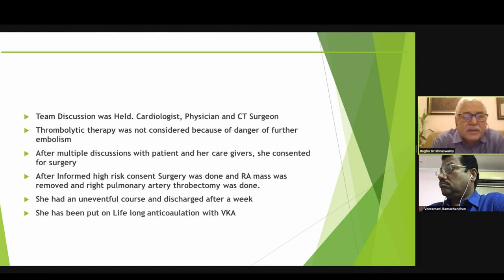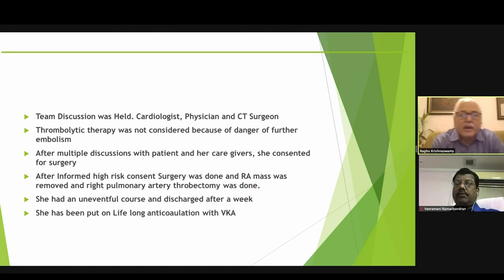So high-risk consent was taken, and the right atrial mass was removed, and the right pulmonary artery thrombectomy was done. She had an uneventful course, and was discharged after a week. She has been put on lifelong anticoagulation with DOAC.